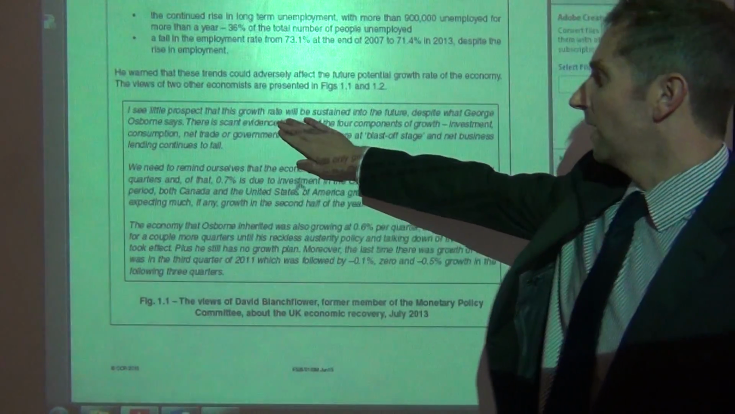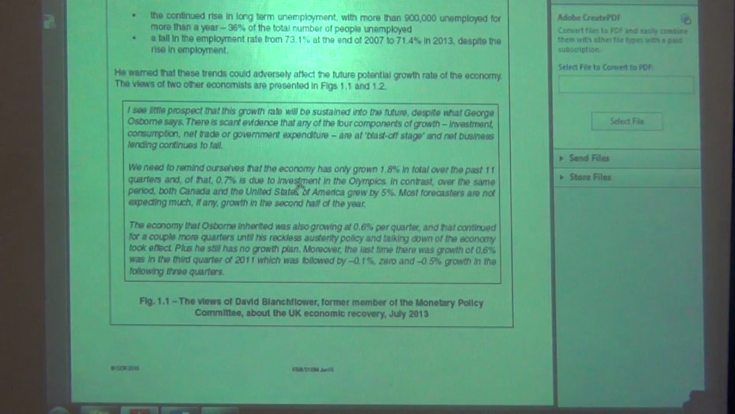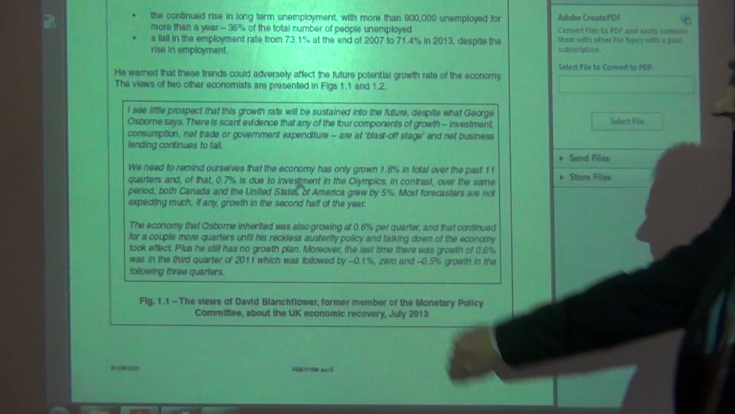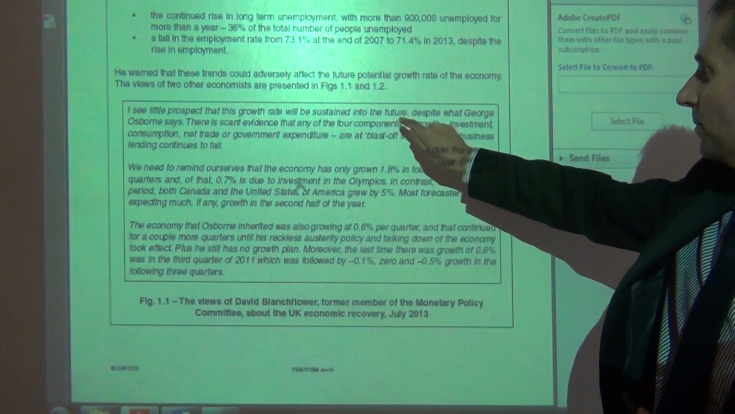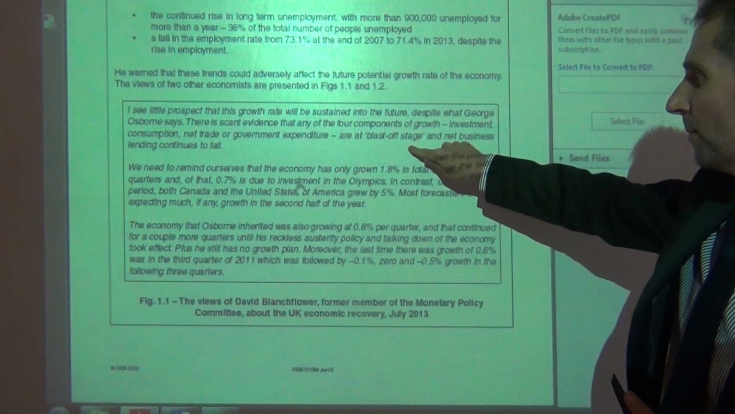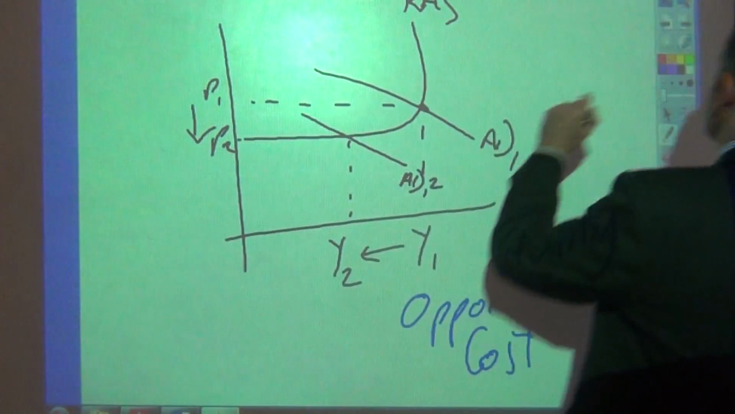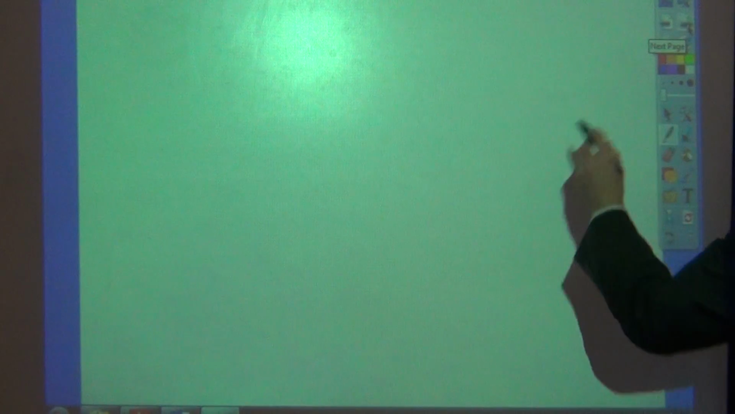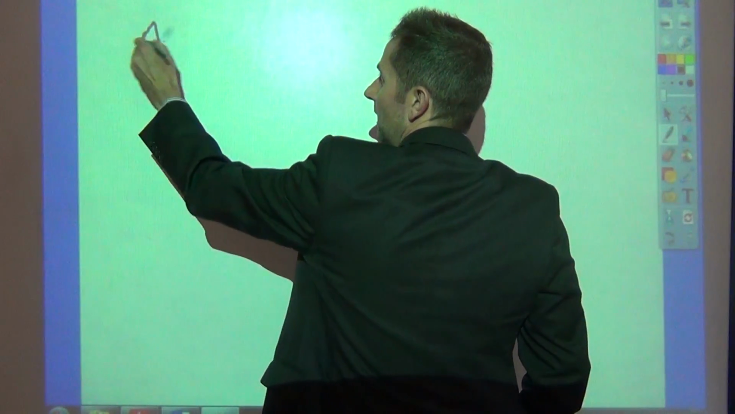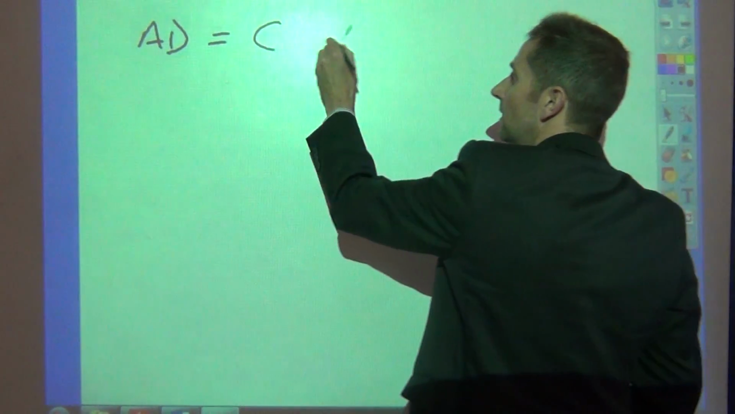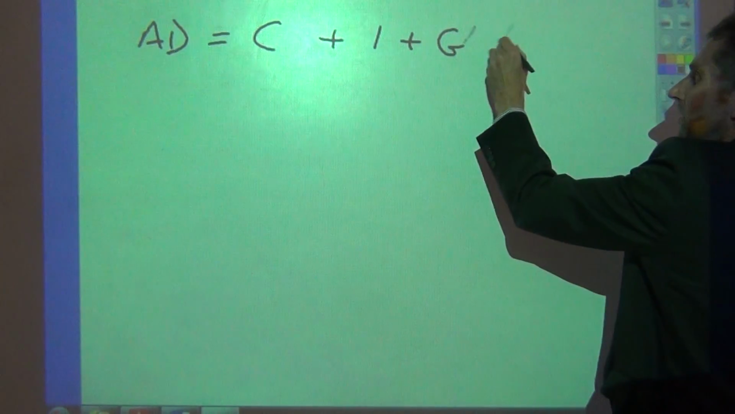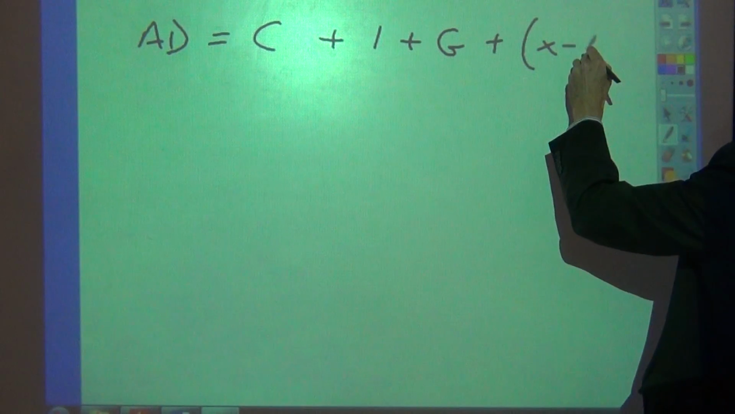So we see here, I see little prospect that this growth rate will be sustained into the future despite what George Osborne says. There is scant evidence that any of the four components of growth are at blast-off stage. Okay, so there's some fairly straightforward analysis we could do once again. So we know that AD is equal to C plus I plus G plus X minus M.